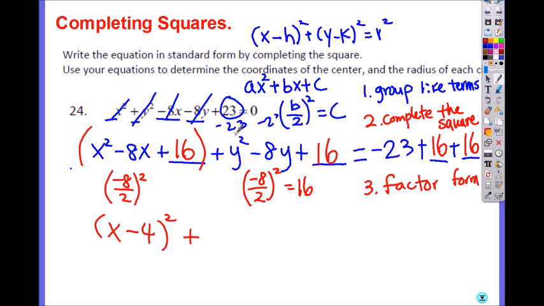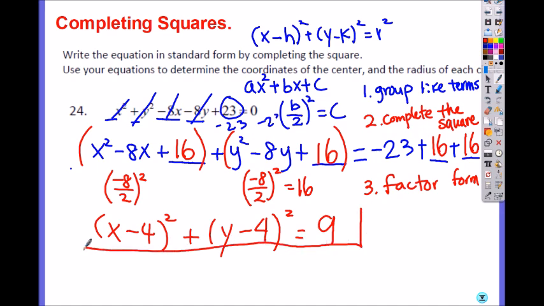Plus, what about here? Y. Y plus half of b. What's half of b? Negative 4 squared equals negative 23 plus 16 plus 16, which gives you 9. So then you have 9. Doesn't this look familiar to you? Isn't this the equation of a circle?